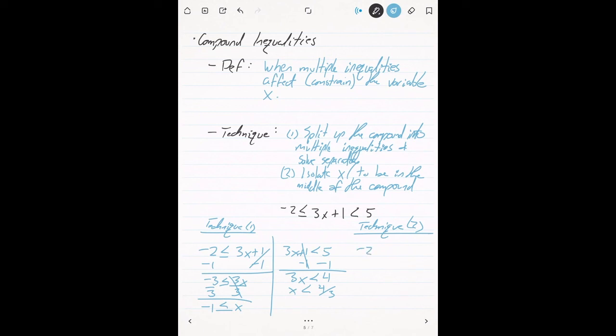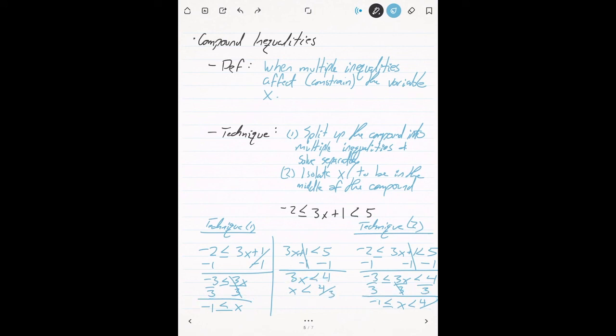Let's see, negative 2 is less than or equal to 3x plus 1, which is less than 5. What I'm going to do is I'm going to subtract 1, but this time I'm going to do it to all sides. Because if I subtract it from one of the sides, I have to subtract it from all of the sides. Negative 3 is less than or equal to 3x, which is less than 4. And if I divide everything by 3, we will end up with negative 1 is less than or equal to x, which is less than 4/3. Again, the same thing right here. It's just we can see it all written together.